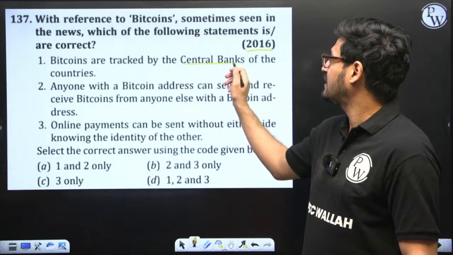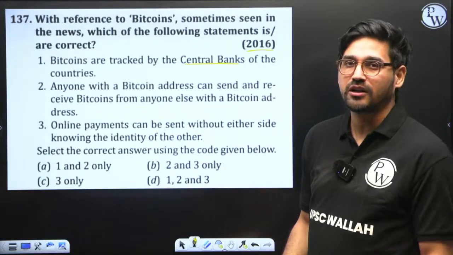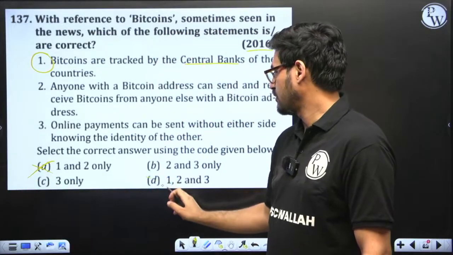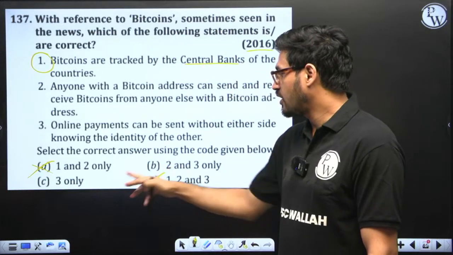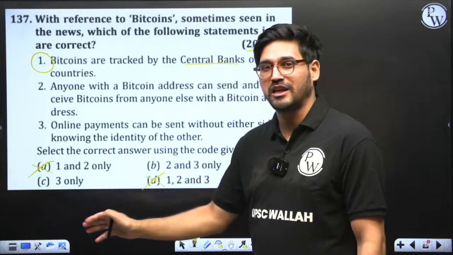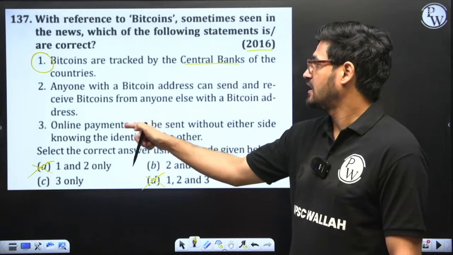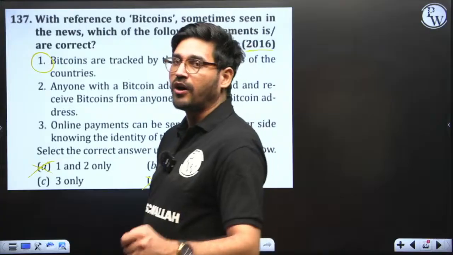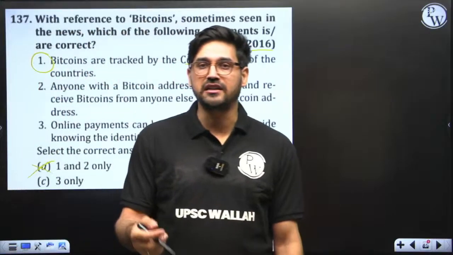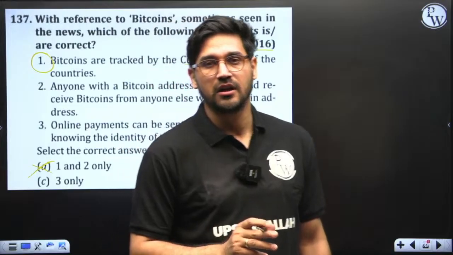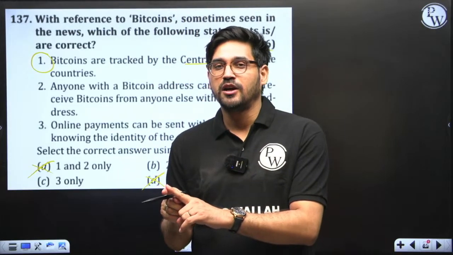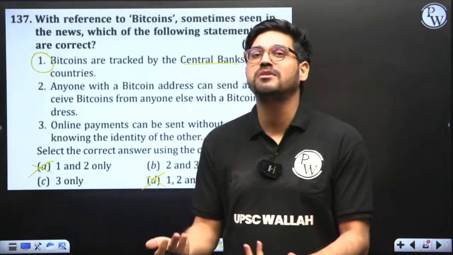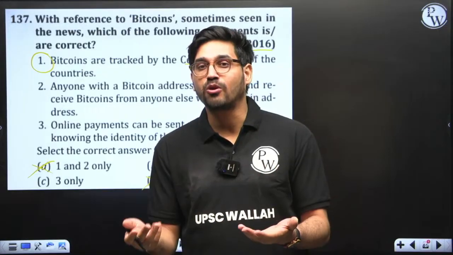So can it be tracked by the central banks of countries? No, absolutely not. That means 1 definitely is wrong. Wherever you find 1, you have to eliminate. Now the options are B and C, 2 and 3 only, and 3 only. That means 3 has to be correct. 3 says online payments can be sent without either side knowing the identity of the other. For you to make a Bitcoin transfer, you only need to know the wallet address of this person. The wallet address is public, but it is not directly linked to the identity of the person, which is what makes anonymous transactions in Bitcoins far more of an incentive.